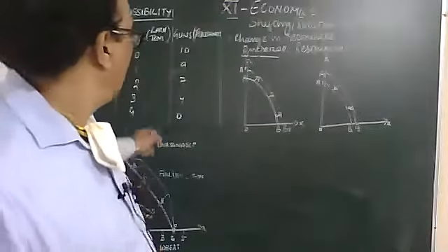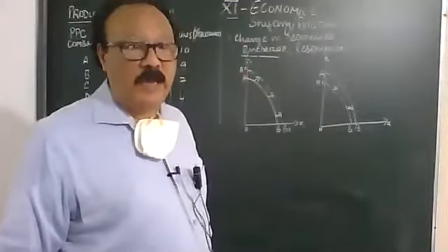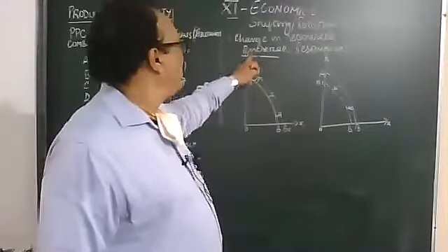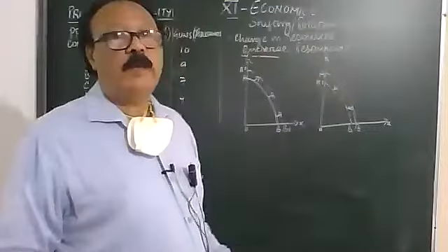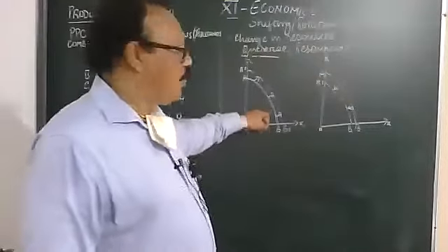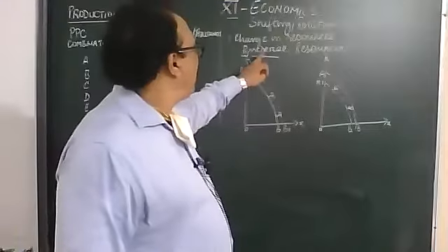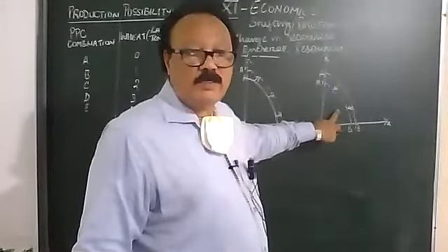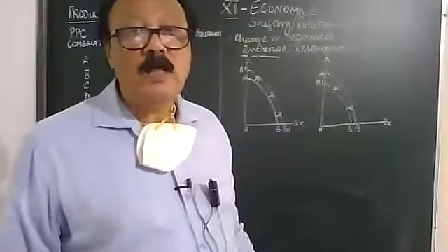So with that, then we said, can the PPC curve shift? Yes, it can shift to the right when there is an increase in resources. More resources are there, we can have more production of both the goods. But when there is a decrease in resources, your PPC curve will shift to the left.